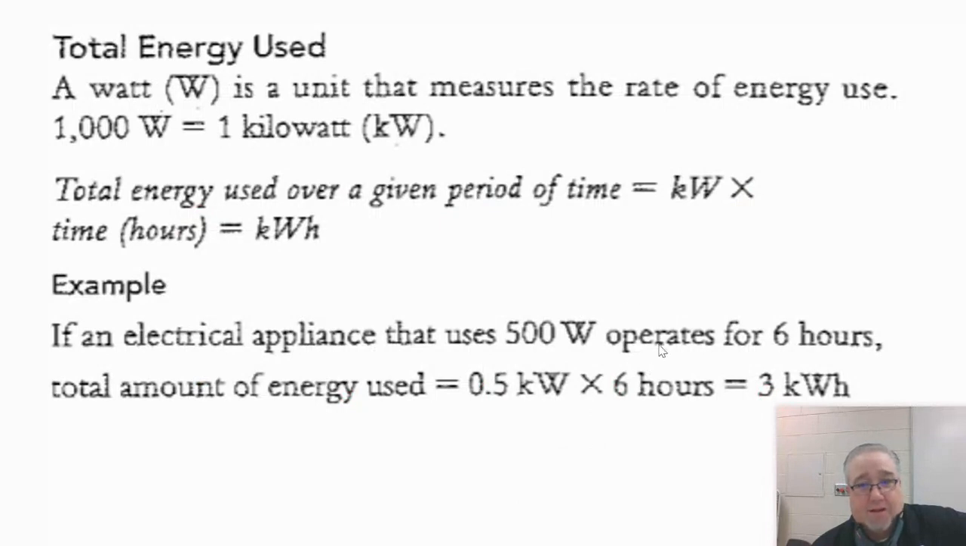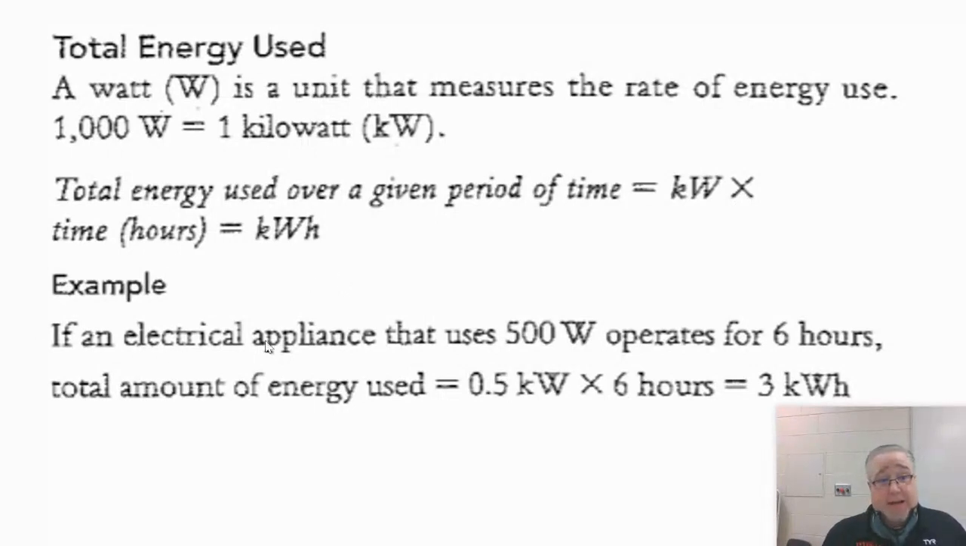All right, last thing here, just a little sample problem that I want you to be able to do. It says here a watt is a unit that measures the rate of energy use, and 1,000 watts equals 1 kilowatt. Kilo is 1,000, right? A kilometer is 1,000 meters. A kiloliter is 1,000 liters. A kilowatt is 1,000 watts. It says the total energy used over a given period of time can be calculated by taking kilowatts and multiplying it by hours, and we get what we call kilowatt hours.